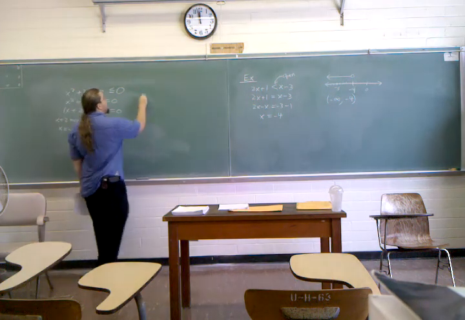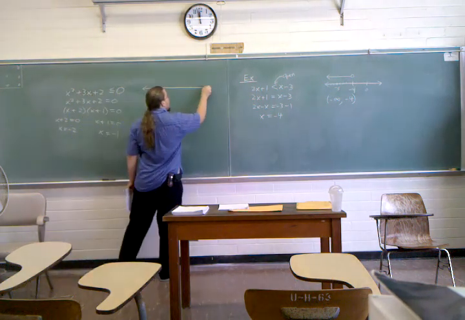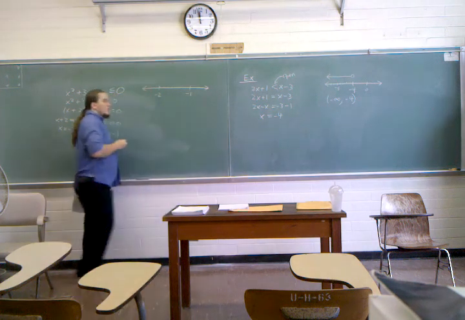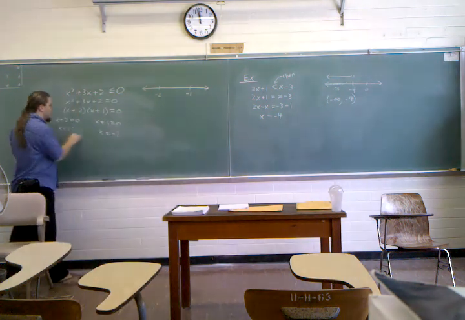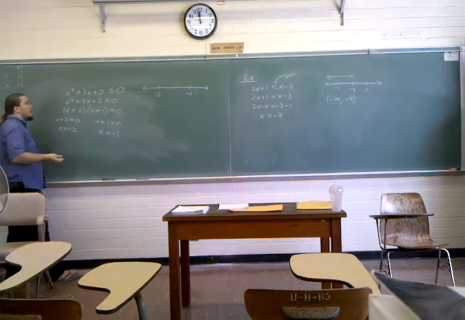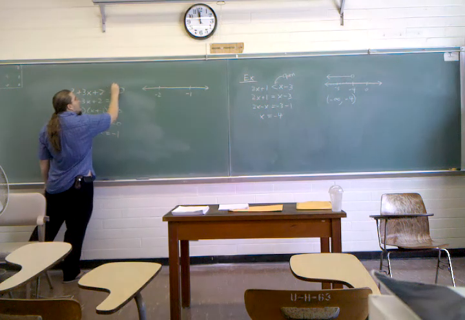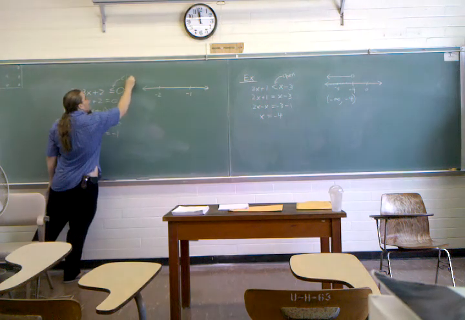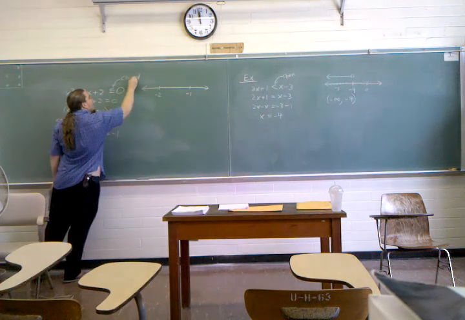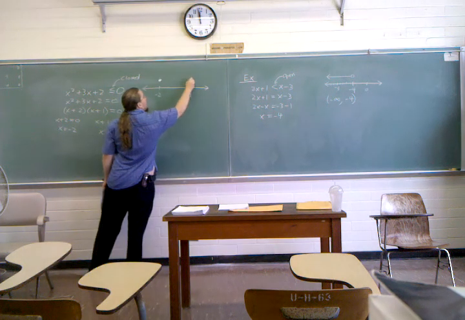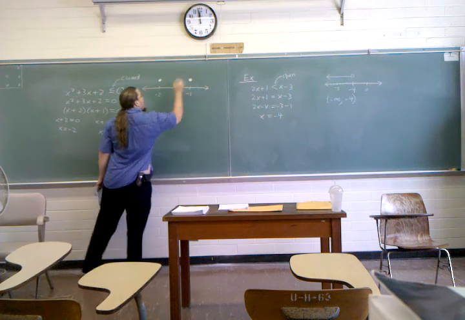And now, we graph the 2 points. Are we including them or not including them? That's based on the inequality. This is a closed inequality. So we're going to include the points. Okay?